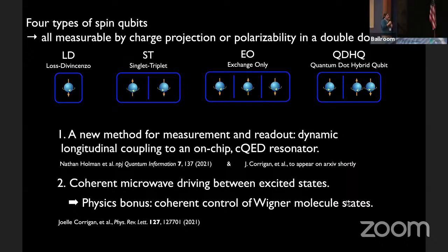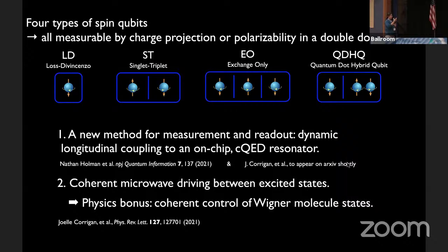Great, thank you. And also, you showed where, for strong enough electron-electron interactions, you get these Wigner multiple states, ground states.